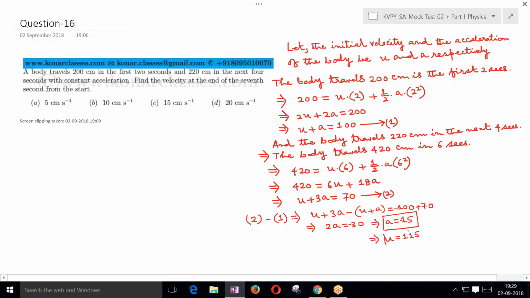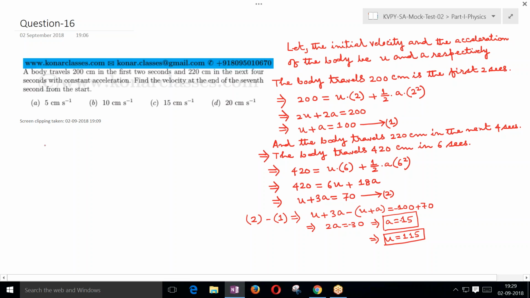So that means the initial velocity was 115 centimeter per second, and the acceleration is actually minus 15 centimeter per second square. Now the question is: what is the velocity at the end of the 7th second?